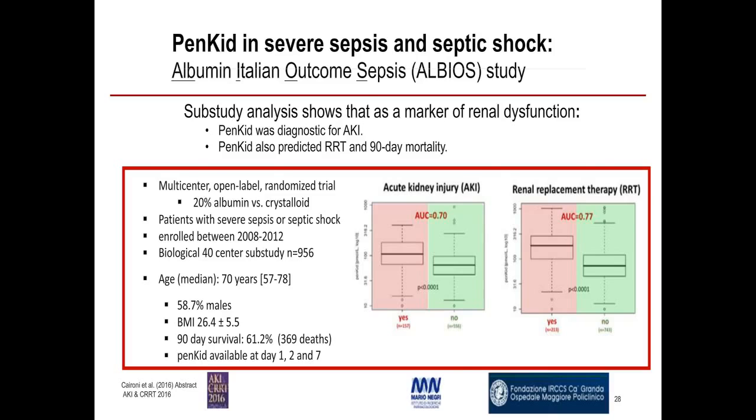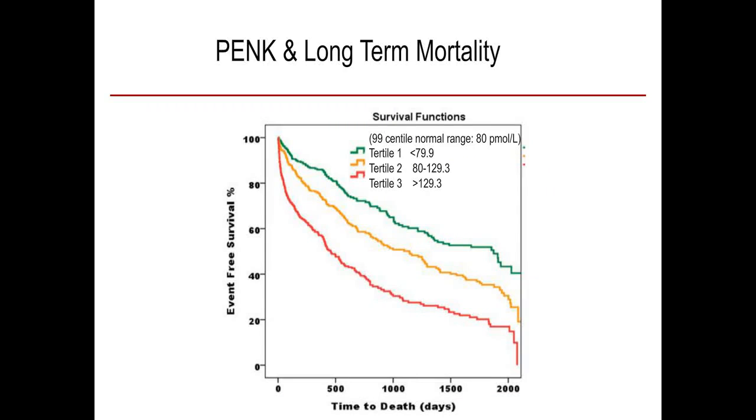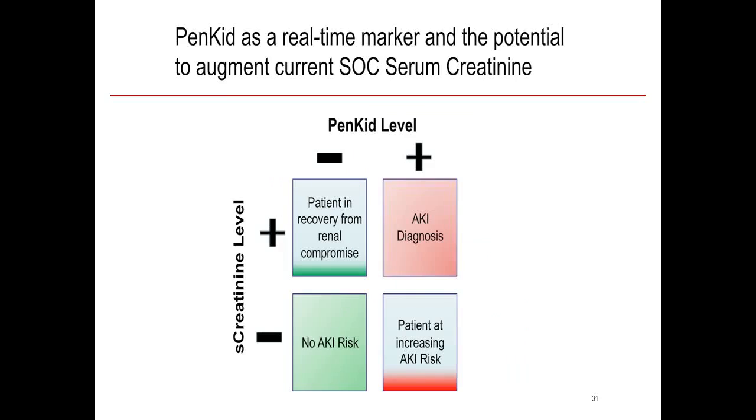Then let's just take a look in my realm of cardiac disease and acute myocardial infarction. It's done by Dr. Eng and colleagues, demonstrating that PENKid as a kidney dysfunction biomarker can predict mortality and other complications in acute myocardial infarction. This can be extremely important. Here we can look at long-term mortality based on tertiles of PENKid levels. You could think of things that you might want to do right away in this setting in terms of how much contrast you give for cardiac catheterization, what renal drugs you might or might not use, and what kind of follow-up you would want for this patient.